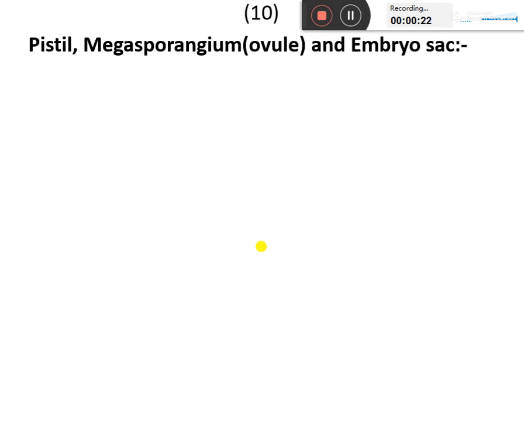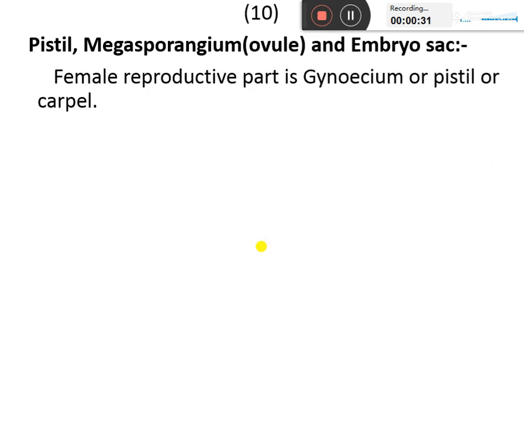So first of all, we'll study the pistil, which is the female reproductive structure, which bears the megasporangium, the ovule, and the embryo sac. The female reproductive part of the gynoecium is a pistil or carpel. If there is only one carpel, it is called monocarpellary. If two carpels are present, it is bicarpellary, three carpels, tricarpellary, and so on, which we have studied in class 11th.